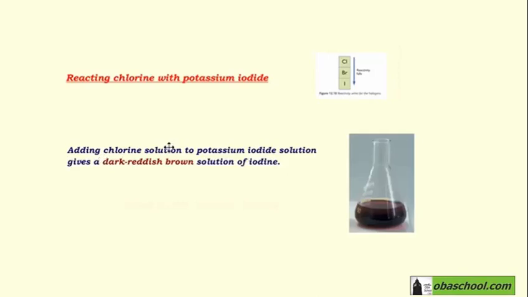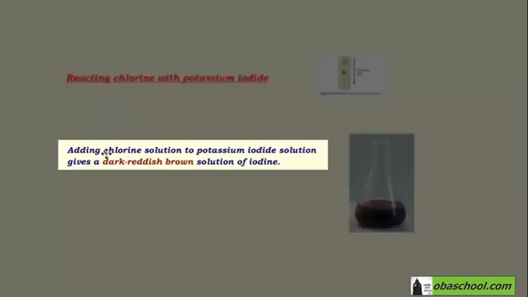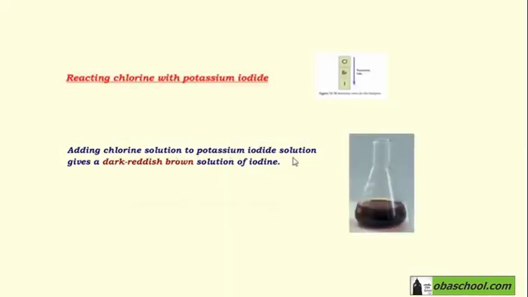Adding a chlorine solution to potassium iodide solution gives a dark reddish brown solution of iodine. Once a chlorine solution is added to potassium iodide, it will give a dark reddish brown color, which is the color of iodine. So then I can realize that iodine is produced, okay? But from where did iodine come?